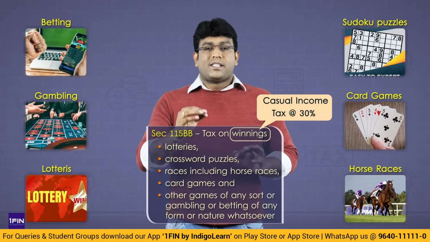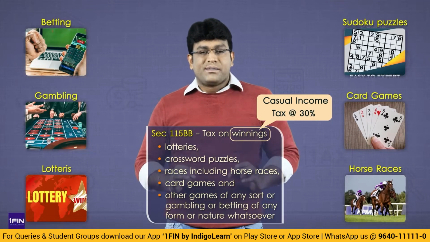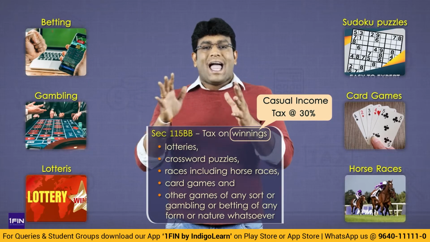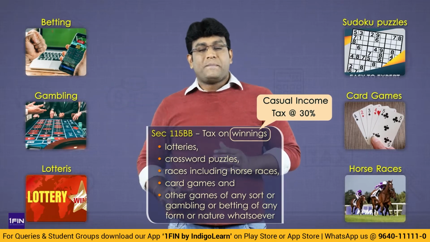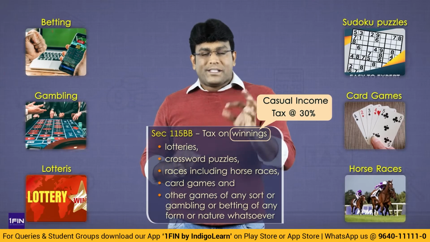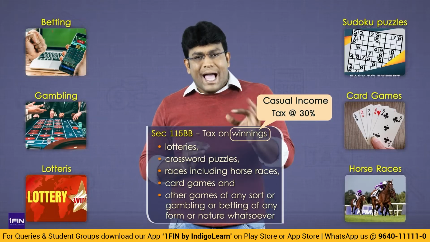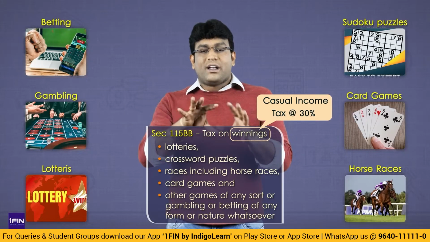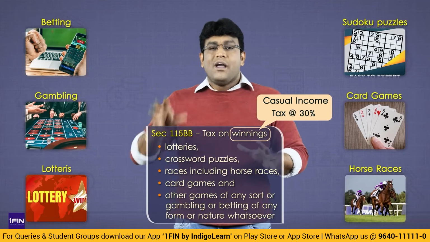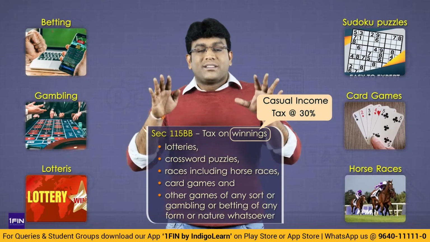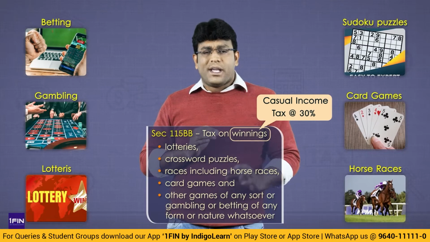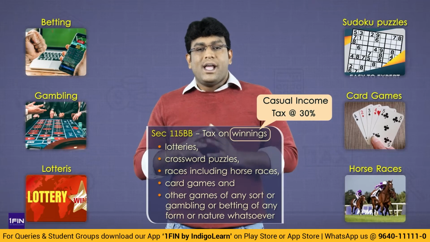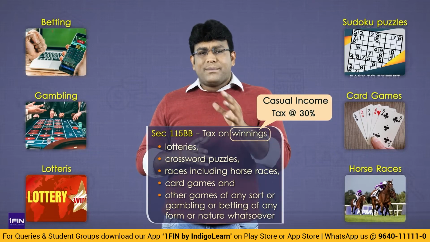So for example, one person has played card games and in that he has got 5 lakh rupees. Law is telling on 5 lakhs, straight away 30%, 1,50,000 is paid as tax to the government. So section 115BB specifies that winnings from betting, gambling, lotteries, crossword puzzles, card games, or any other games of any sort related to this kind of casual income will be taxable at a flat rate of 30%. I'm sure this concept is clear for all of us, my dear friends. Now don't get a doubt thinking that, sir, betting and gambling is illegal. No, sir.